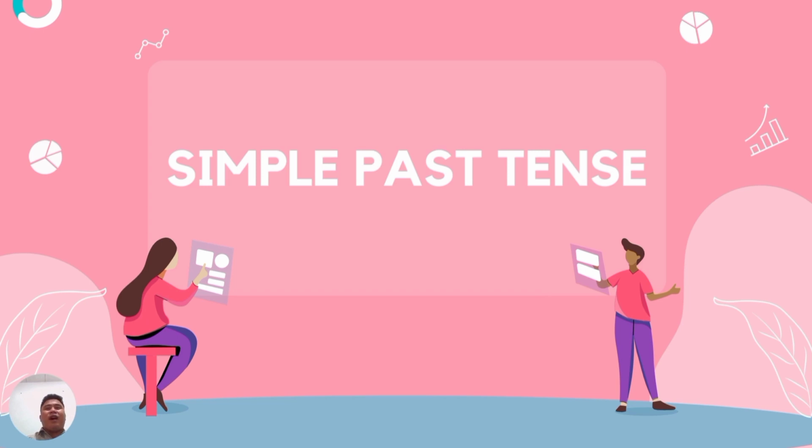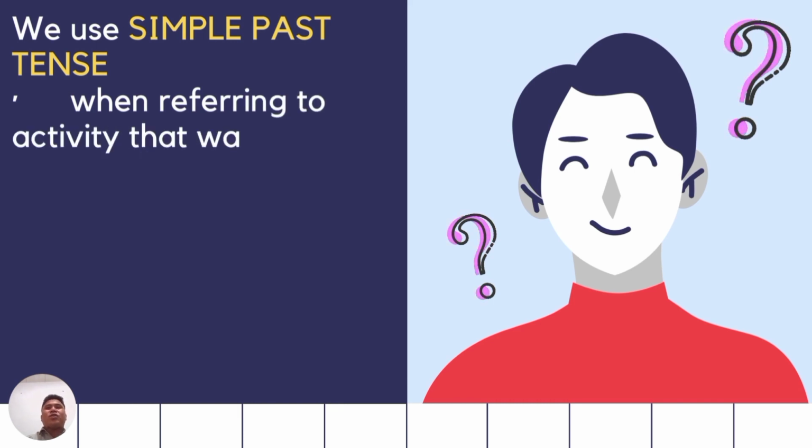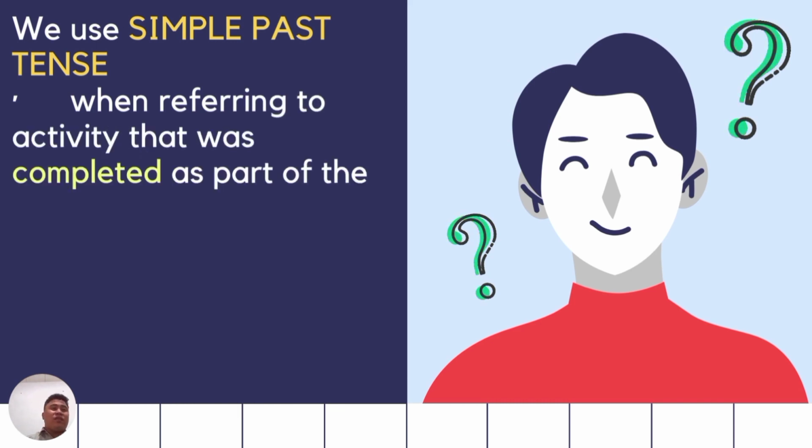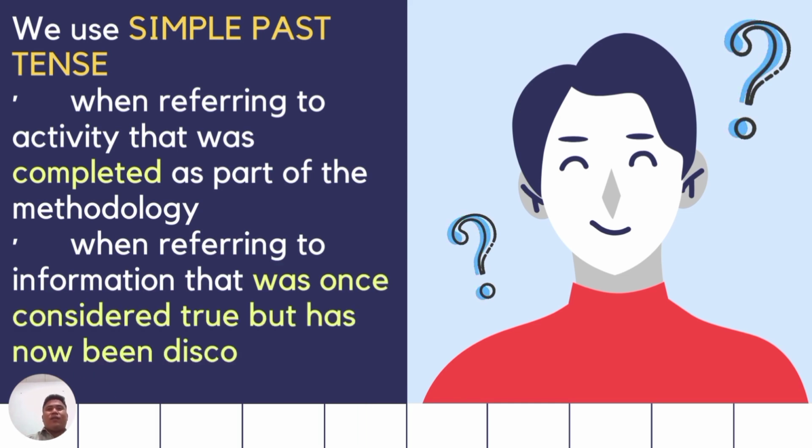Now that we are able to identify some of the reporting verbs that are commonly used, let us talk about the tense where reporting verbs are usually stated: the simple past tense. We use simple past tense when referring to activity that was completed as a part of the methodology. Also, we use simple past tense when referring to information that was once considered true but has now been discounted. Let us have the following examples of those simple past tense.